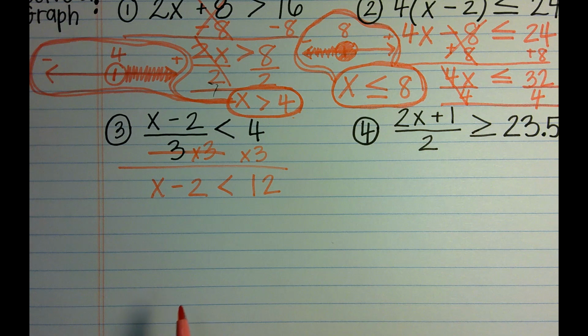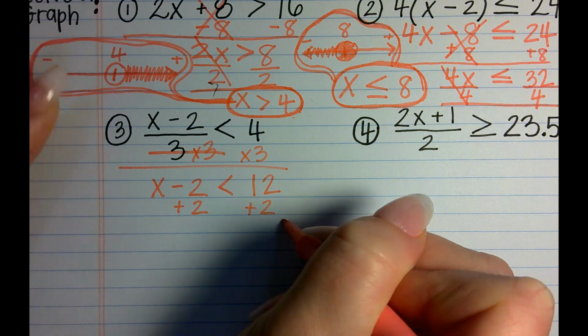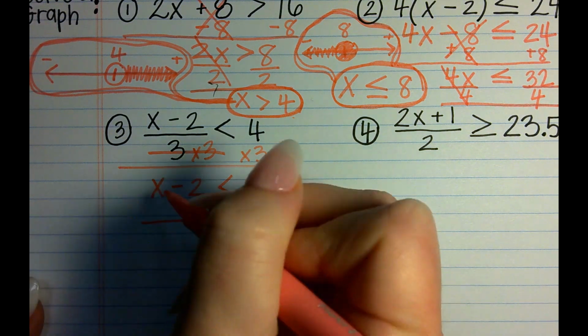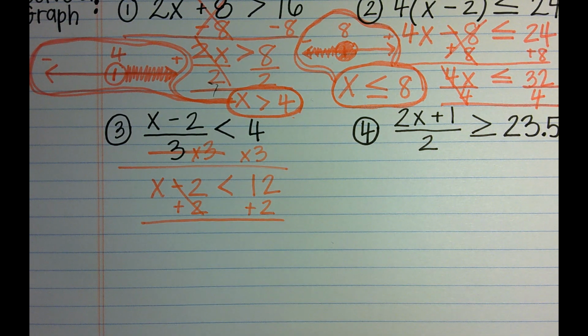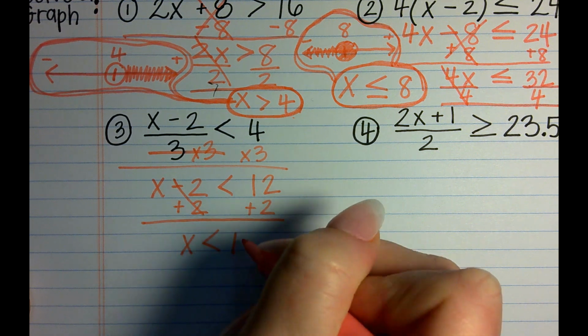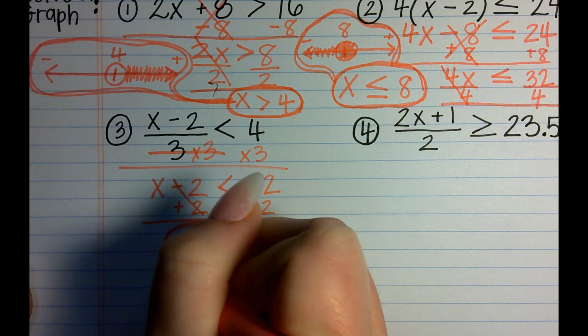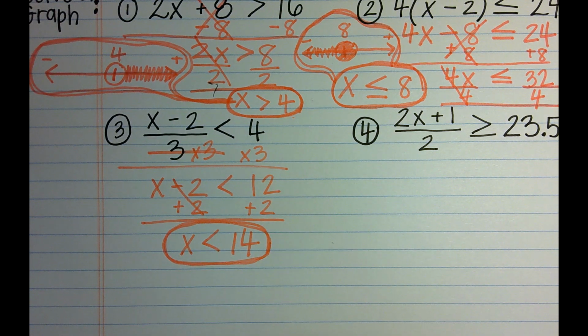And then from there, you're going to add 2 on both sides. Perfect. I choose cancel. And your x is less than 14. Yes, x is less than 14. Amazing. That is so good.